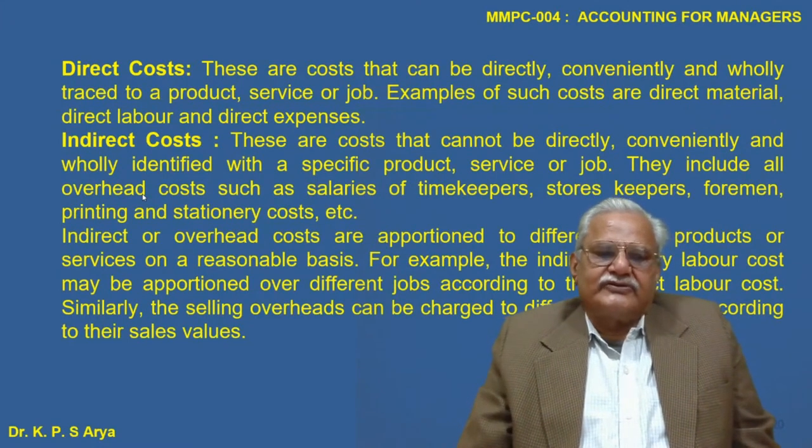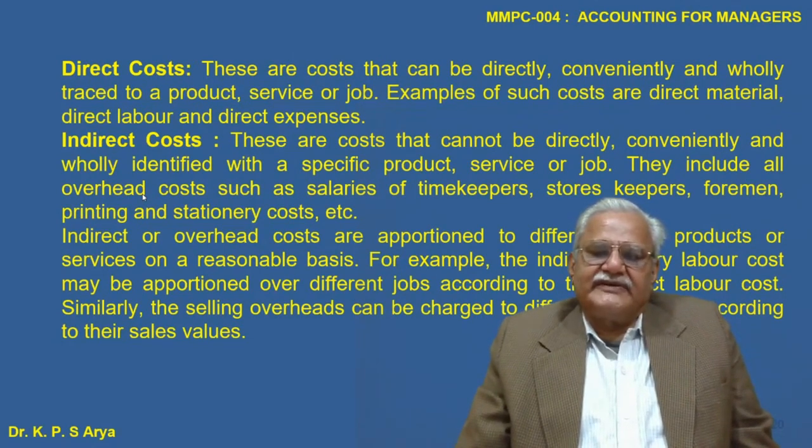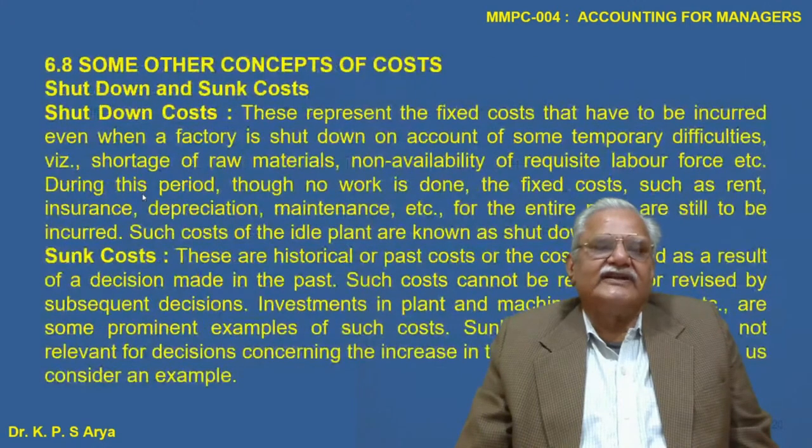Indirect overhead costs are apportioned to different jobs, products, and services on a reasonable basis. For example, the indirect factory labor cost may be apportioned over different jobs according to their direct labor cost. Similarly, the selling overheads can be charged to different products according to their sales value. Some other concepts of cost are shutdown cost and sunk cost.